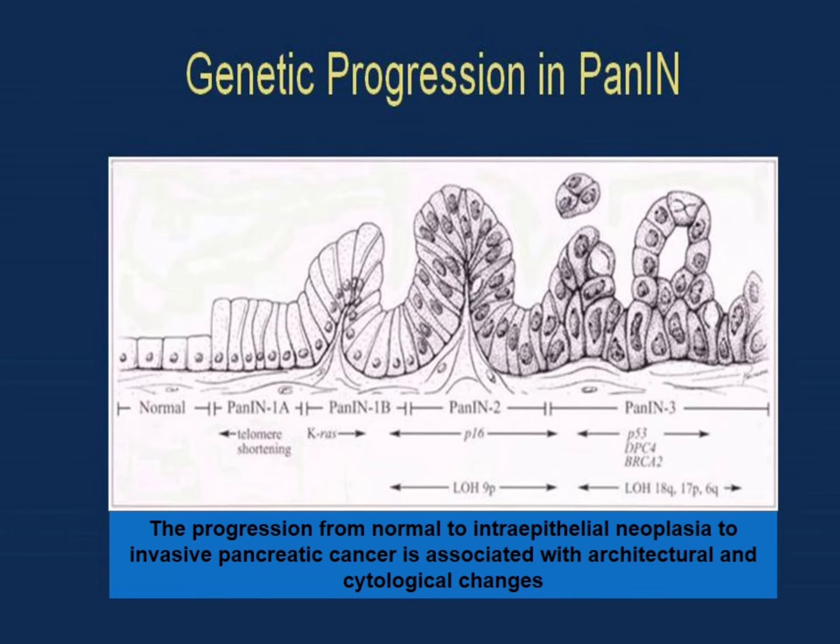So the progression from normal to intraepithelial neoplasia to invasive carcinoma is associated with architectural and cytological changes. As we have said before, this is the normal cells, and this is the change to PanIN 1 and PanIN 2 and PanIN 3 here. And PanIN 3 is considered as invasive carcinoma. Here there is a mutation of P53 and mutation of DPC4 and BRCA2. And here in PanIN 2 there is a mutation of P16, and in PanIN 1 here there is KRAS mutation. And so there is architectural and cytological changes in the PanIN to produce invasive carcinoma.